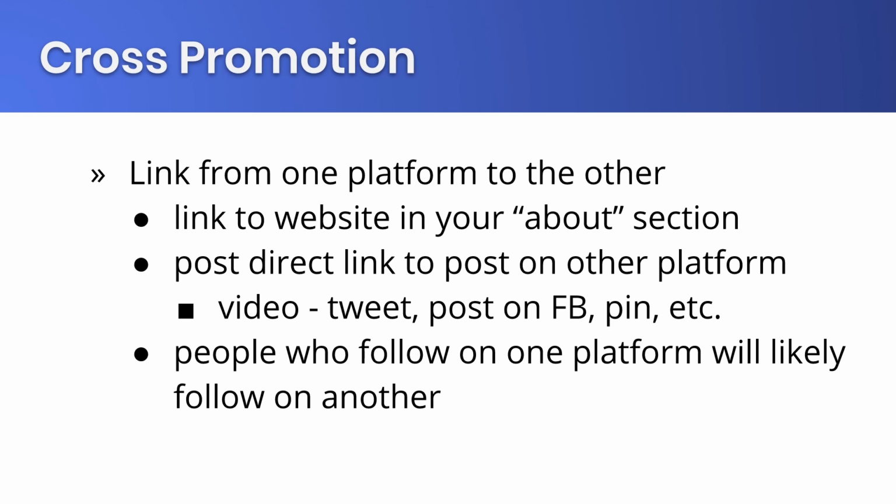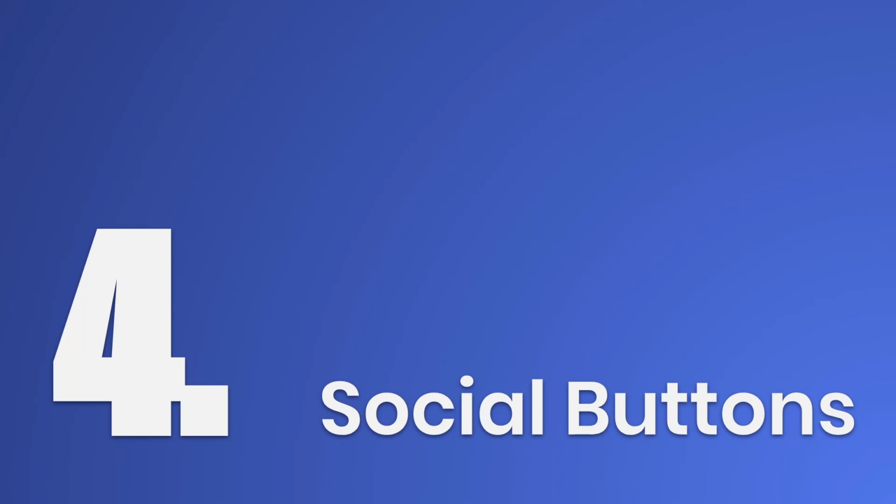Someone may have come across your article from a search engine, but will want to follow you on Twitter because that's how they prefer to engage with businesses. Another way of cross-promoting is to simply post a link to the content you created on the other platform. So if you created a helpful video, you can tweet it out on Twitter, post a link on Facebook, or pin a post on Pinterest, all of which point directly to your YouTube video. This is an easy strategy to get some of the people who follow you on one platform to follow you on another. Okay. 4th is to have social media buttons on your website.